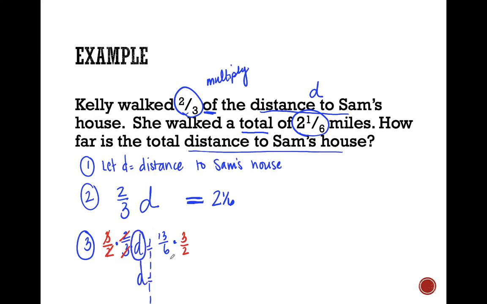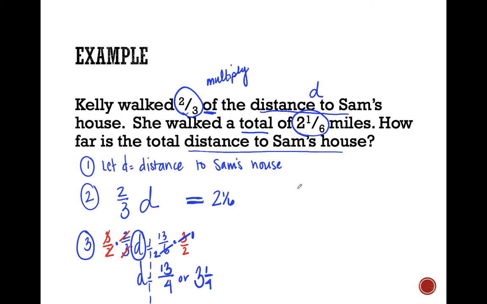So D, and then on the right-hand side, 13 and 2, you can't simplify those, but you can simplify the 6 and the 3, both by dividing by 3. So 3 divided by 3 is 1, 6 divided by 3 is 2, so we have 13 times 1, and 2 times 2 is 4. So 13 over 4, or 4 goes into 13 3 times without going over. 3 times 4 is 12, so that means there's 1 left over out of 4.